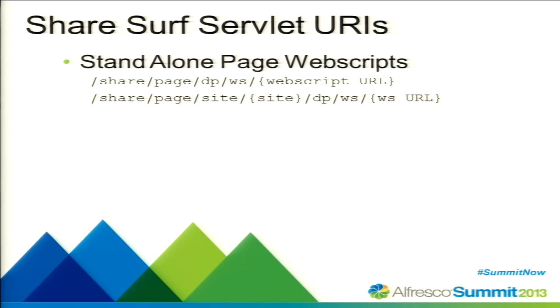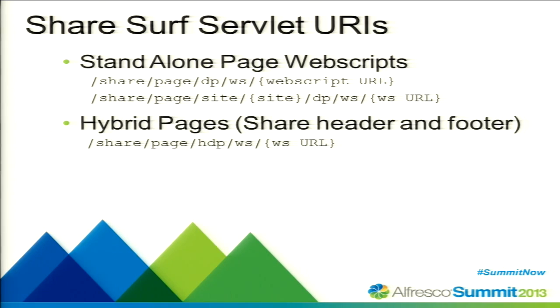So this is actually how Surf gets invoked: there are specific URLs that invoke Share or Surf servlets, rather. And that's what runs the analysis on the JSON that you've passed as the page. So these top two are actually standalone URLs. The DP part of it actually builds a page for you without any Share header or footer.